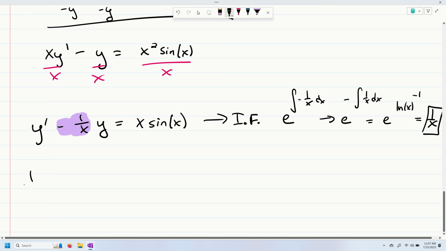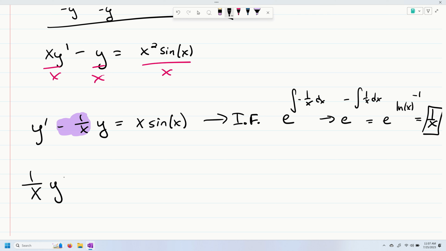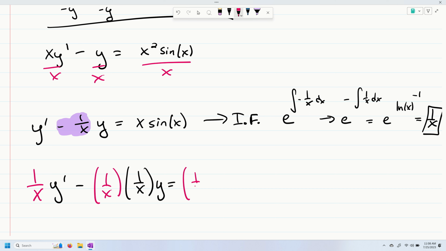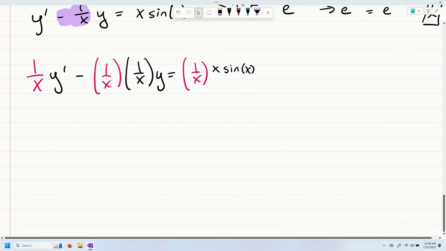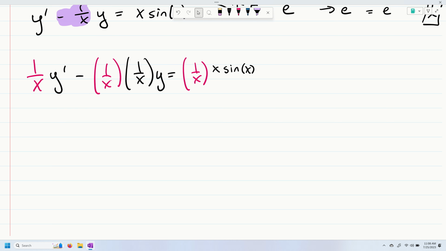So we're going to take that, and we're going to multiply everything by 1 over x. In fact, how about I do this? I'll write it in pink, so we know that's what we're multiplying by. All right, so that's what we have here. Now let's clean this up a little bit, okay? So we're going to get 1 over x y prime minus 1 over x to the second y equals sine x.